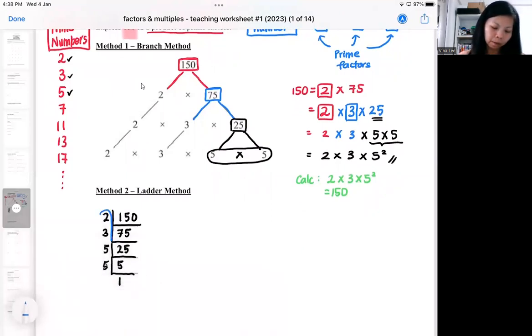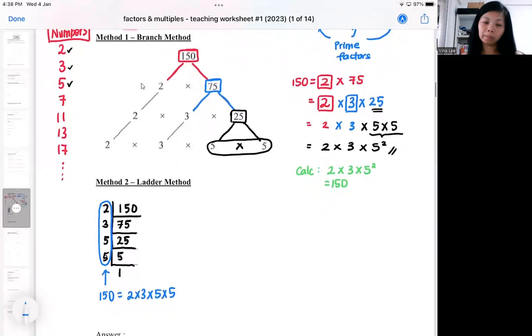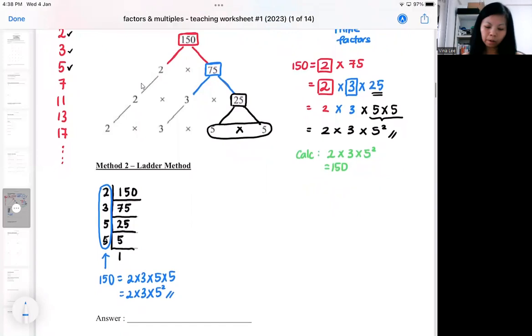This part here will be the prime factorization. So this part will be 2 times 3 times 5 times 5. You see, all these are prime numbers, so you do your index notation. So how am I going to give the answer? The answer will be 150 equal to this.